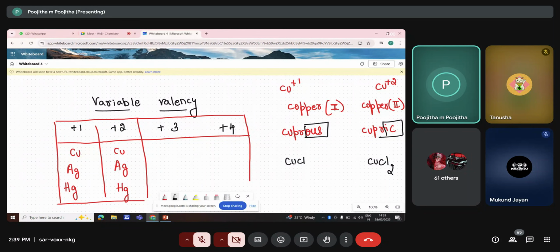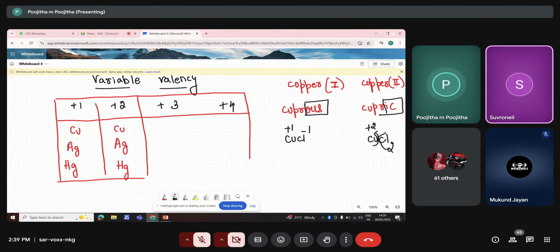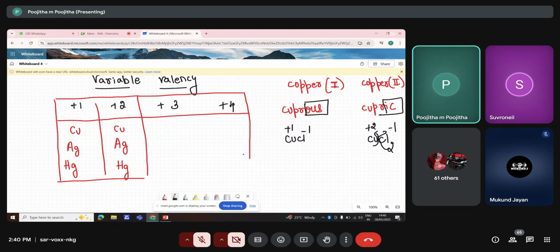What is the valency of copper in CuCl? 1 plus. Because chlorine is minus 1, copper is 1 plus. What is the valency of copper here? Plus 2. Chlorine valency is minus 1. So how do we name this compound?